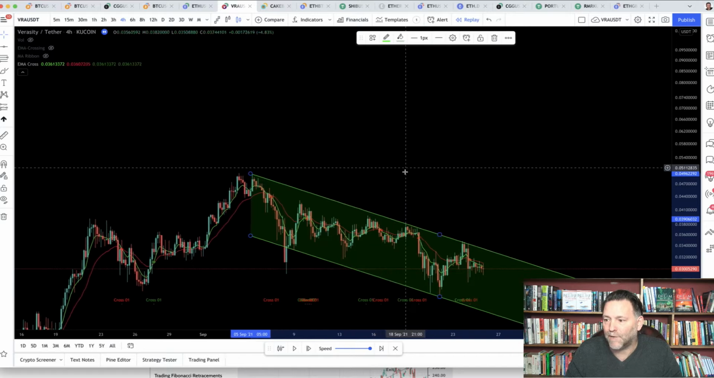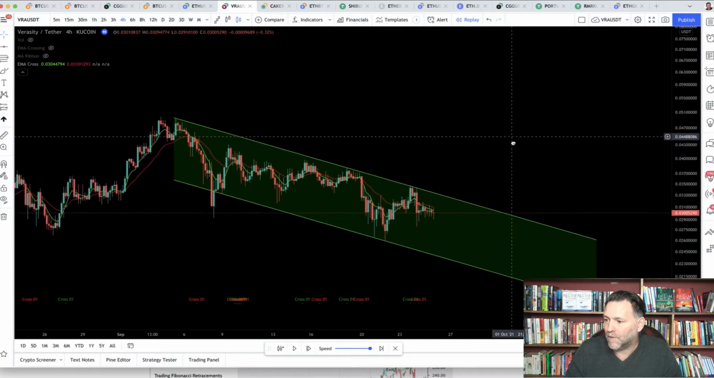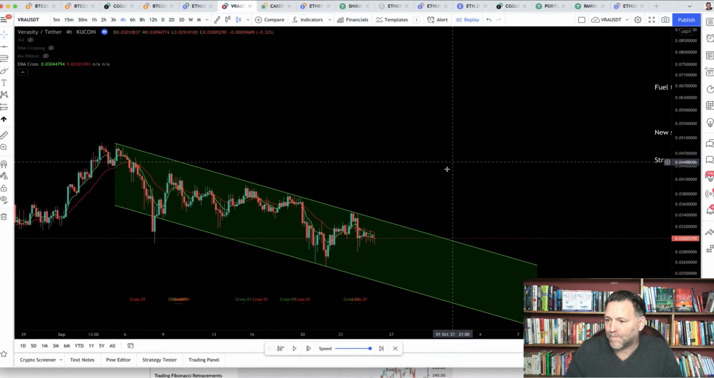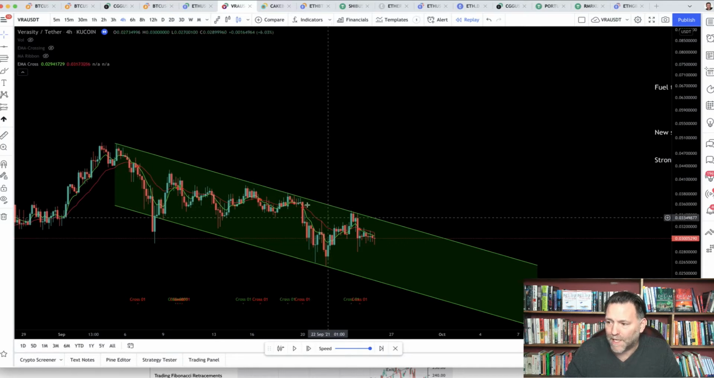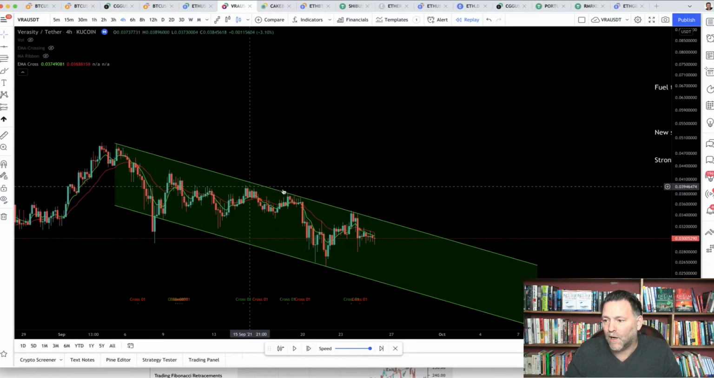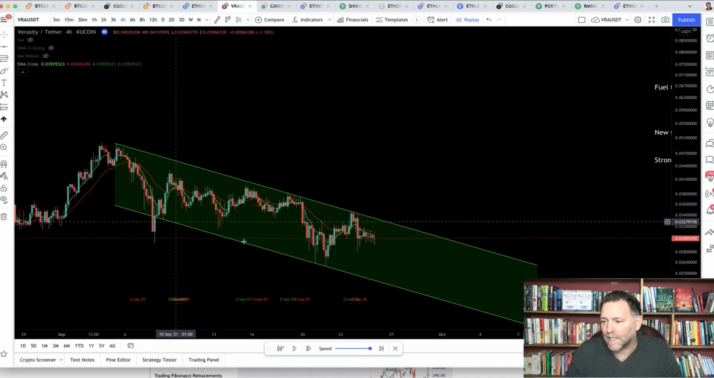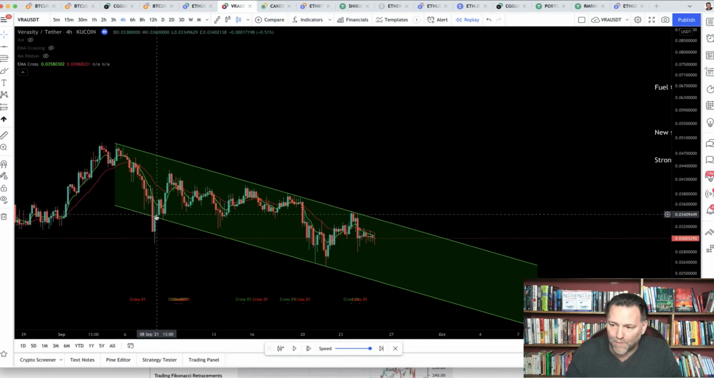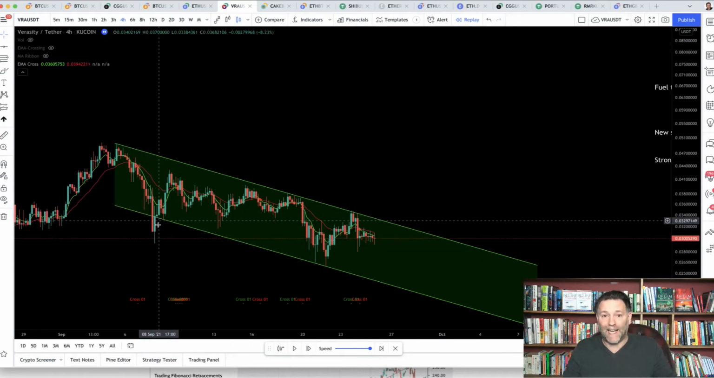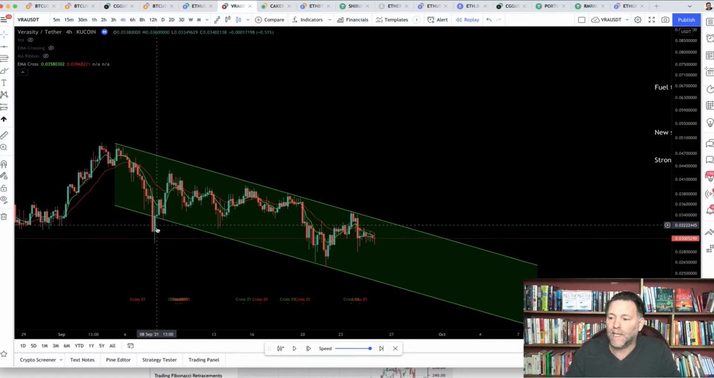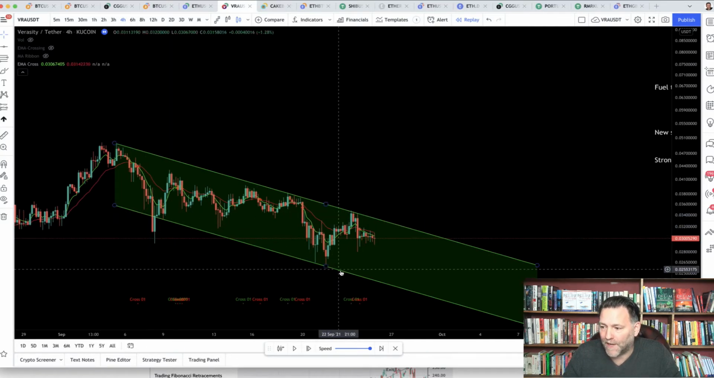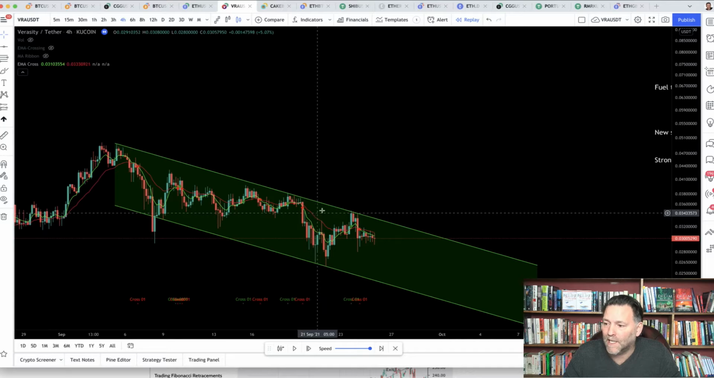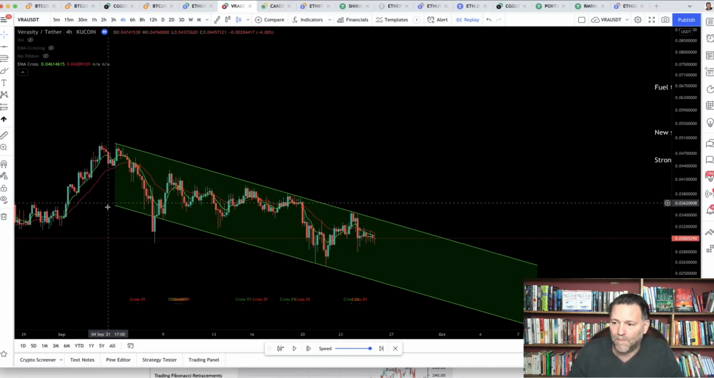This is a descending channel for Veracity. I'll move this up a bit so that you can see. So this was made with a few touch points on the top of the slope and at the bottom of the slope as well. You can see it's broken a couple of times. It doesn't have to be exact. As I said, I like to get as many touch points as possible, but that's 5 or 6 touch points on both sides, the top side and the bottom side as well.